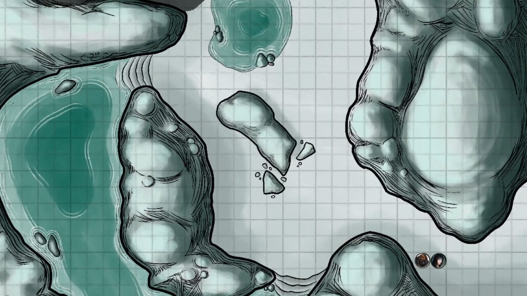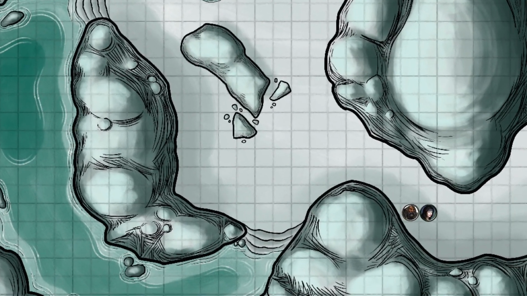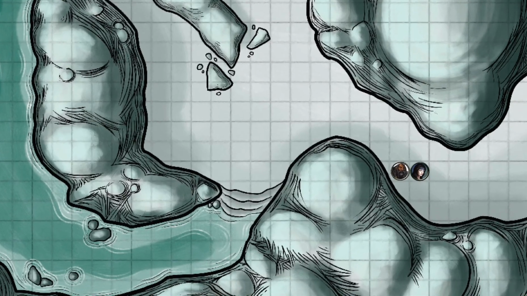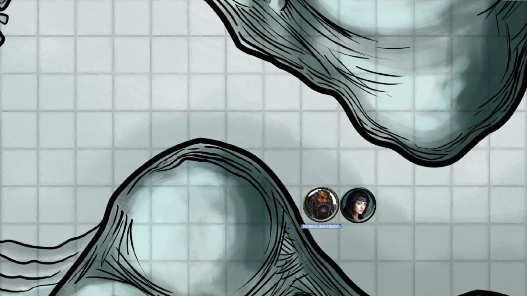To illustrate these points, we have 2 adventurers who have just entered a frozen cave. They are Marlbrist, a dwarf fighter, and Elaine, a human rogue.